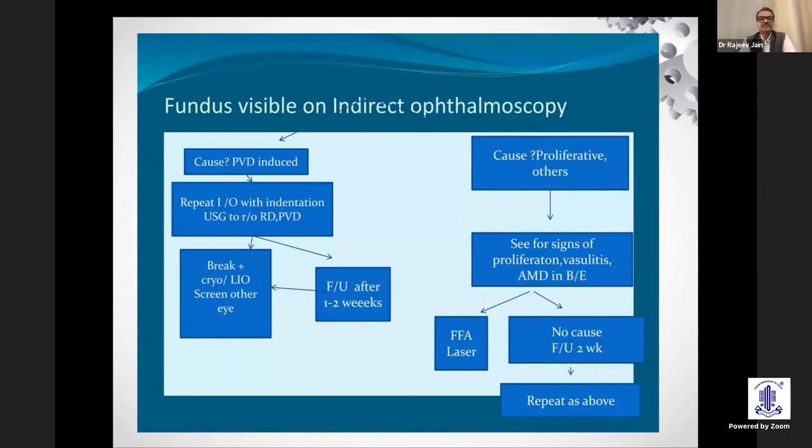If it's a proliferative disease, again, it depends on the cause. You can do FFA, you can do laser. And if no cause is found and you think that the retina is attached on ultrasound, I personally keep these patients on 2 weeks follow-up.